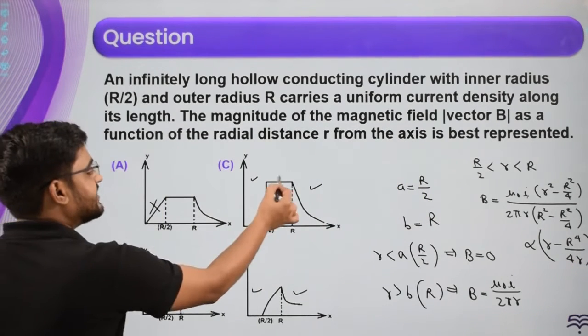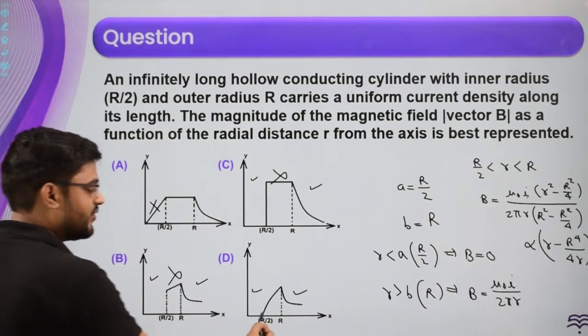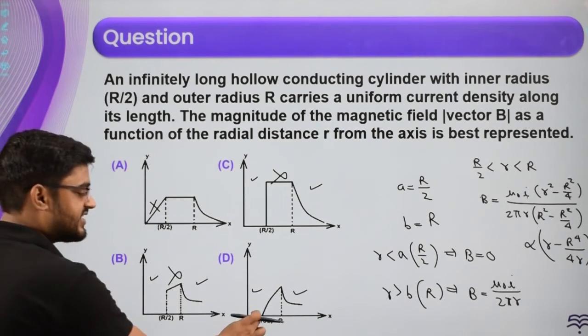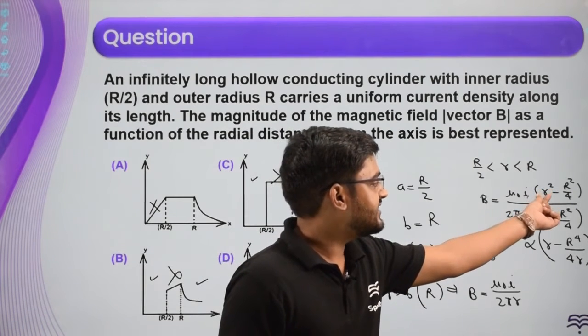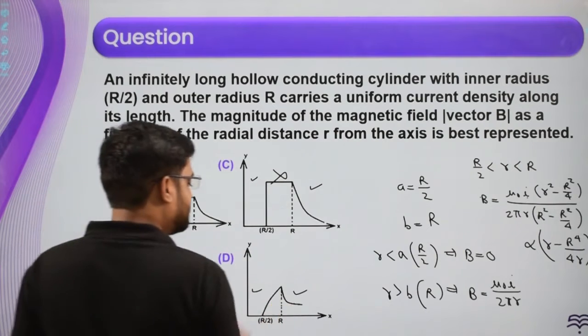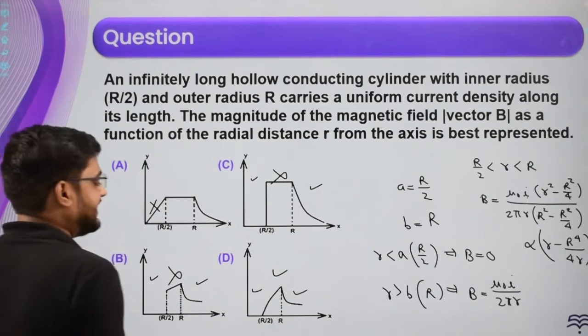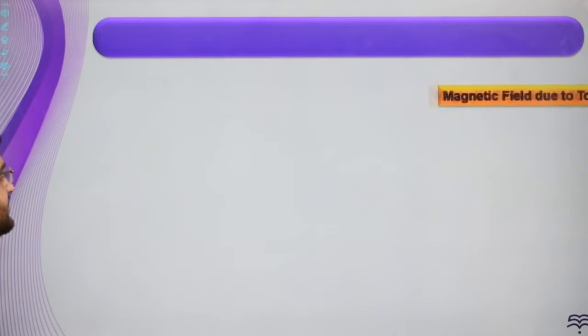So linear is cancelled, so this option is cancelled. This is again linear, so this option is also cancelled. Only option is this, which is basically starting from 0 at R by 2. If you put R by 2 over here, then this is R by 2 square minus R by 2 square, so you'll get 0. So 0 to a maximum, and then this meets all the criteria. So the correct option should be D. That's the answer for this question.